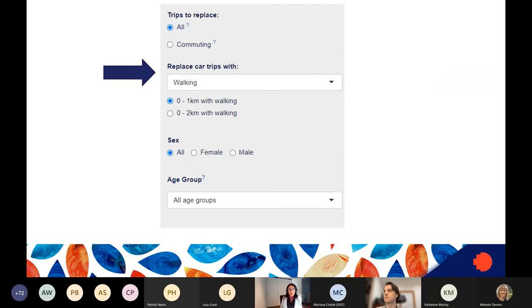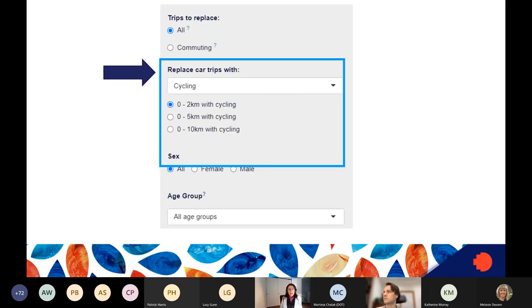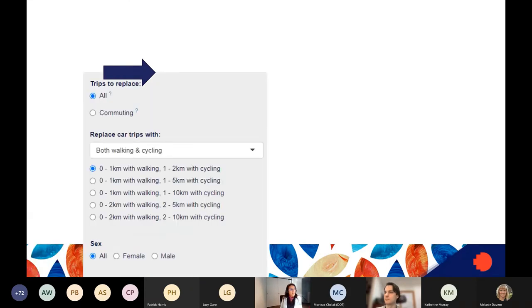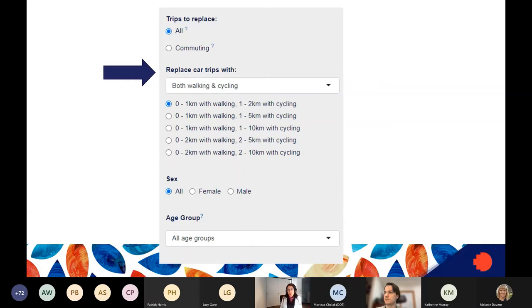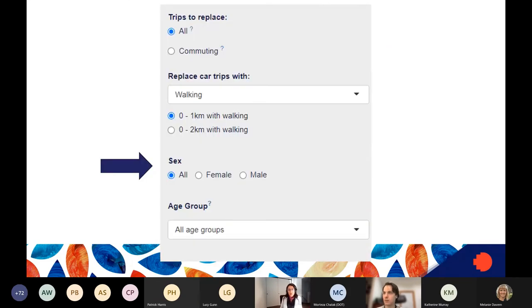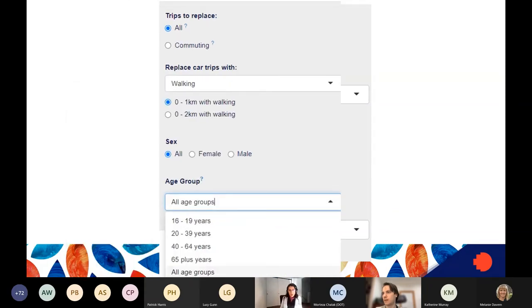Then there is an option on what mode to use and for what distance to replace car trips with. First, we have walking with a maximum distance of 2 kilometers. And we have cycling with a maximum distance of 10 kilometers. And last, we have an option to combine, and these are mutually exclusive. So in between 0 and 1 with walking, 1 and 2 with cycling, and so on and so forth. We give options whether you want to see the results for females only, males, or both of them. Lastly, what age groups to model.